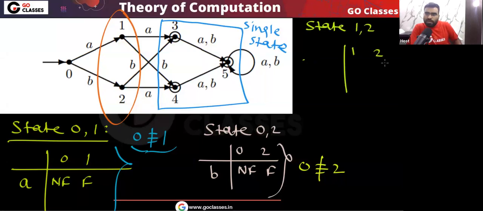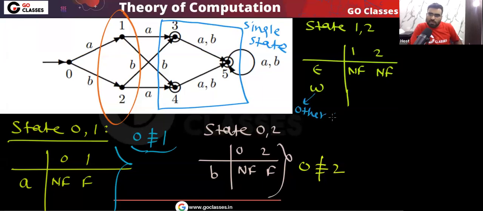What can you tell me about state 1, 2? Remember, on empty string, both are going to non-final. On every other string, what will happen? They will be together. Yes or no? On every string other than empty string, what will happen? They will always go to final. So can I say they are equivalent?